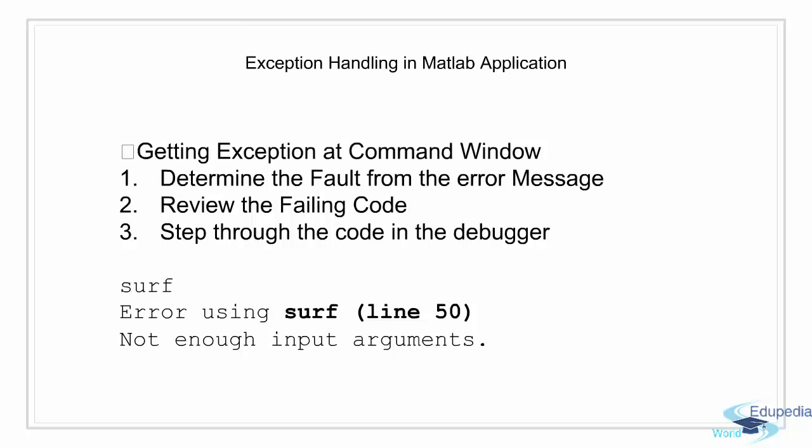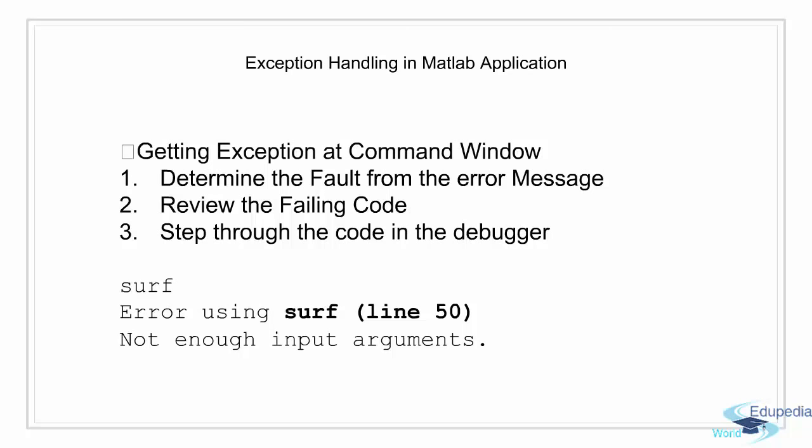The second is to review the failing code. Say for example a function surf. I have called the function surf with no arguments. First, it throws an error. The error is descriptive enough to deduce that I have not provided the surf function with any input arguments to work with. The error message includes the line number, that is line 50 in this case for function surf, and a message that the input arguments are not there. This line 50 can actually be examined to determine the cause of the error.